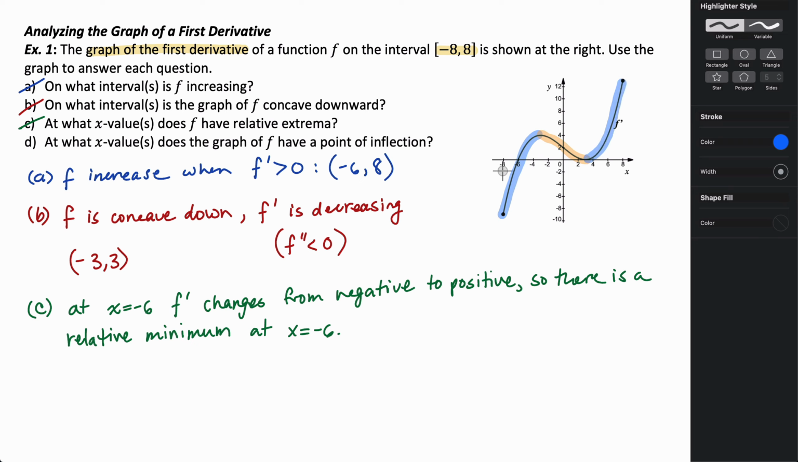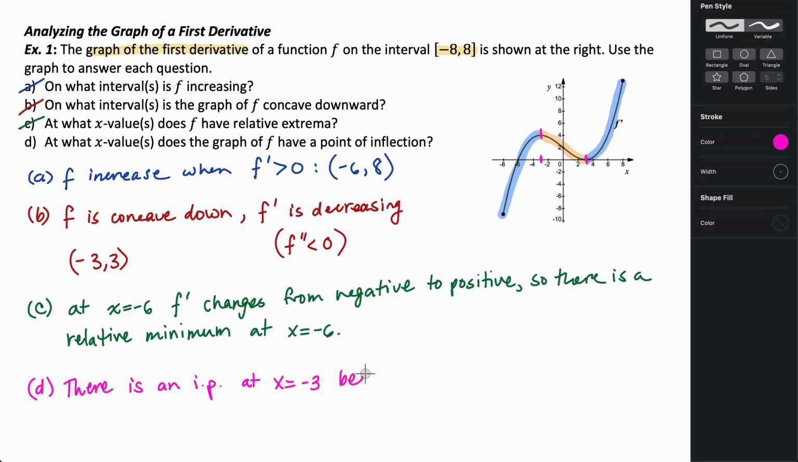So where are there changes in intervals of increasing and decreasing? We have one here at x equals negative 3, and then again at x equals positive 3. So that's where there are changes in increasing and decreasing. So part D, there is an inflection point at x equals negative 3.